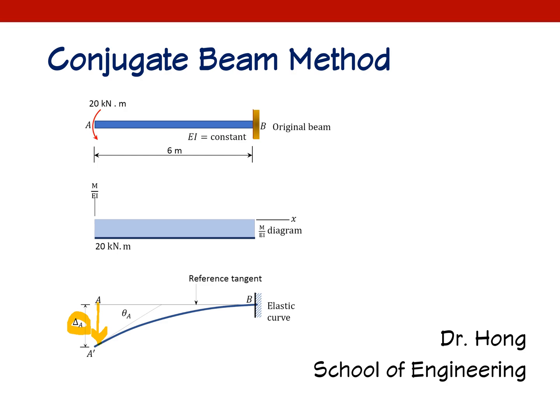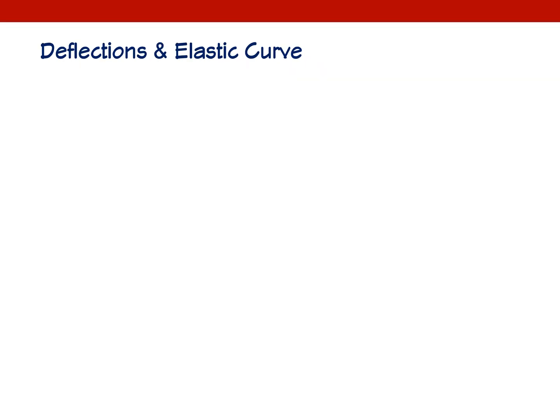And what is deflection angle? Deflection angle is the tangent of the deflected shape. We call it the elastic curve, and the horizontal reference line. We are going to express it using degrees or radians. So on the first page, let's learn or review the definitions of deflection, in this case vertical deflection, and deflection angle. Deflection and elastic curve.